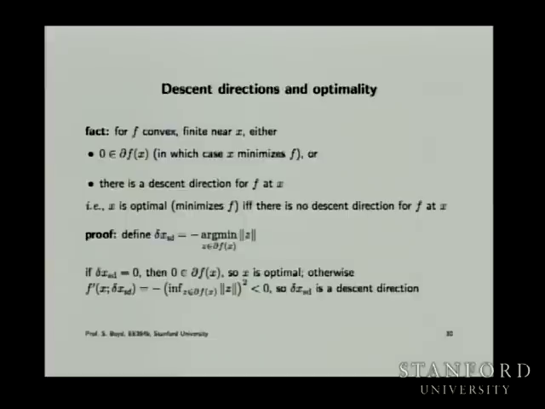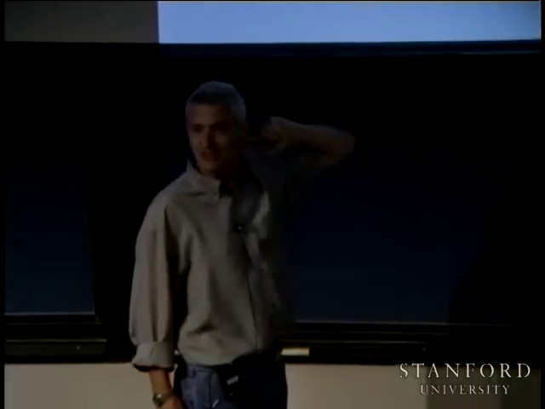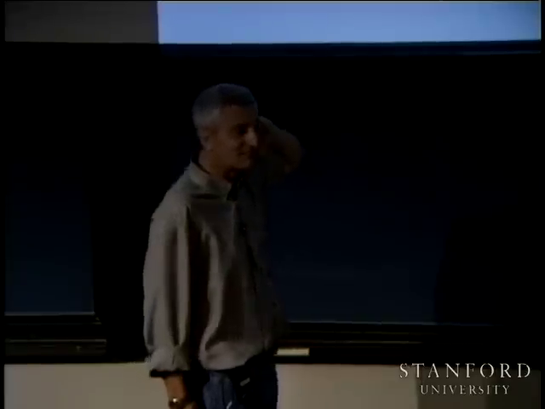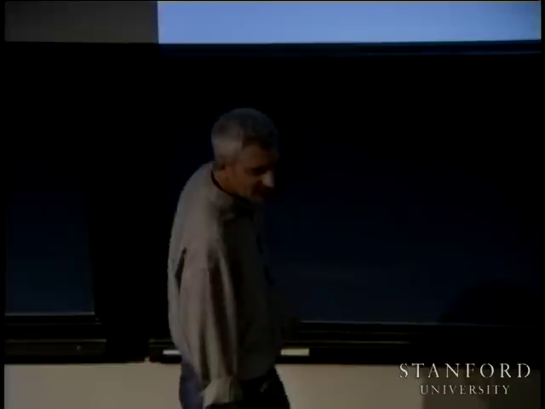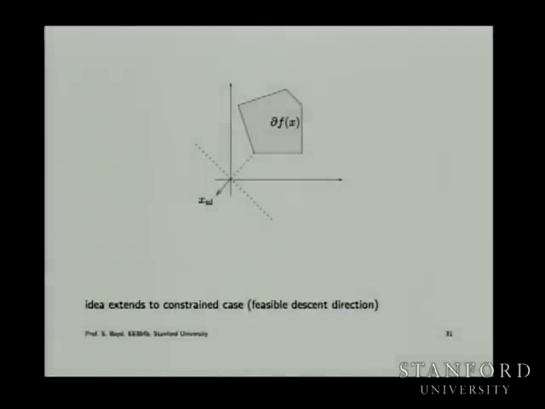Otherwise, if you're not optimal, there's a descent direction. And in fact, the steepest descent direction is the smallest point in the subdifferential set. Here's a picture. Here's a subdifferential. Our function is quite pointed there, and 0 is not in that set. That means, number one, you're not optimal.